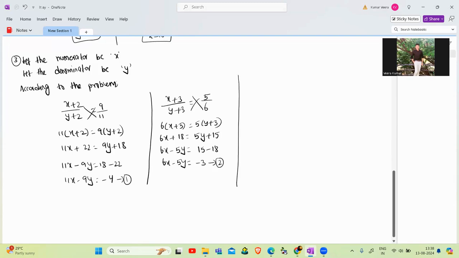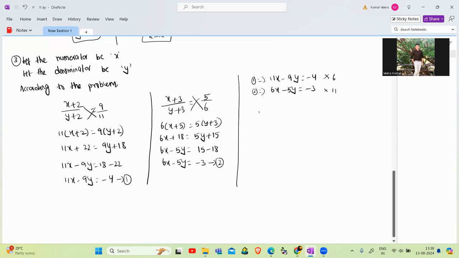Now we are going to solve both the equations. The first equation is 11x minus 9y is equal to minus 4, and 6x minus 5y is equal to minus 3. Here neither the x coefficient nor the y coefficient is the same. So we have to change either equation, or we just go with the substitution method, whichever is easy for us. I think the elimination method is quite easy. This equation I'll multiply with 6, and this I'll multiply with 11.